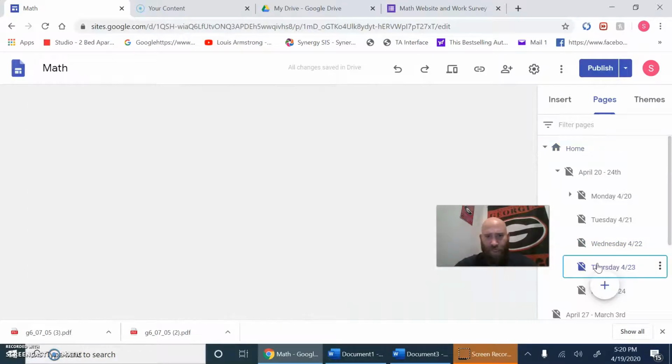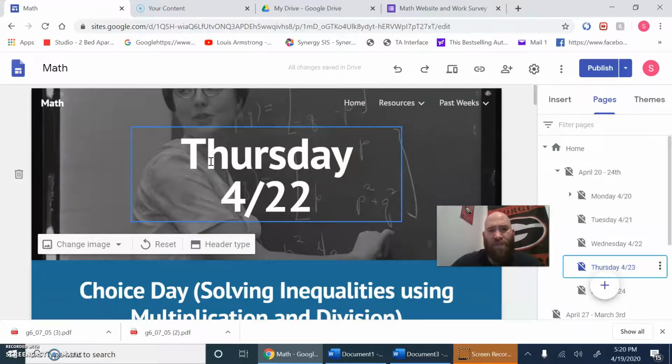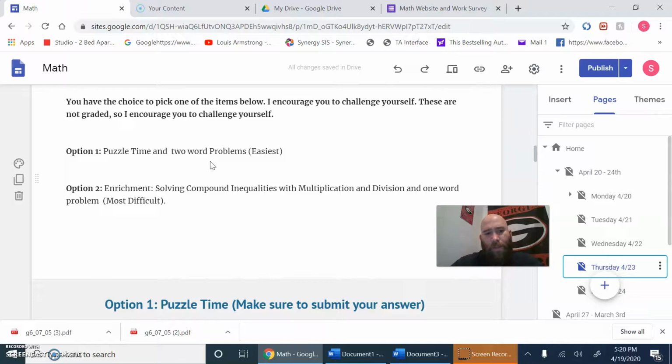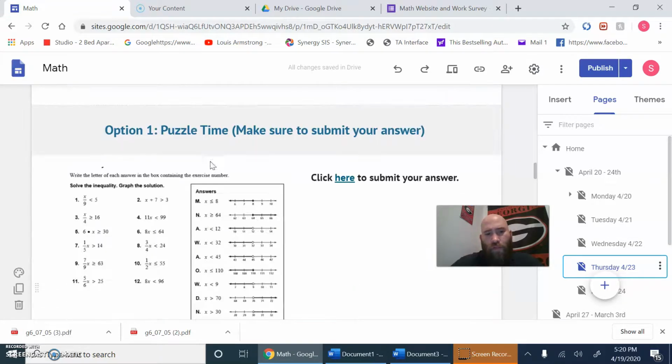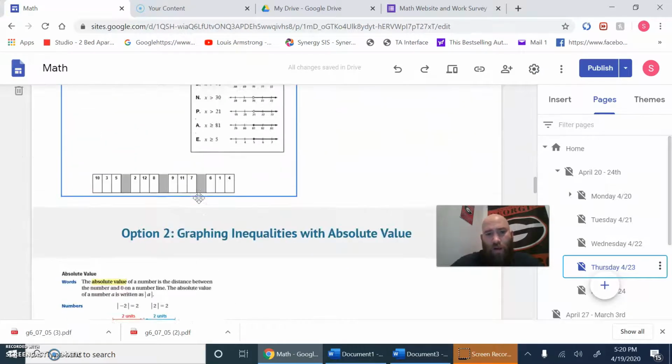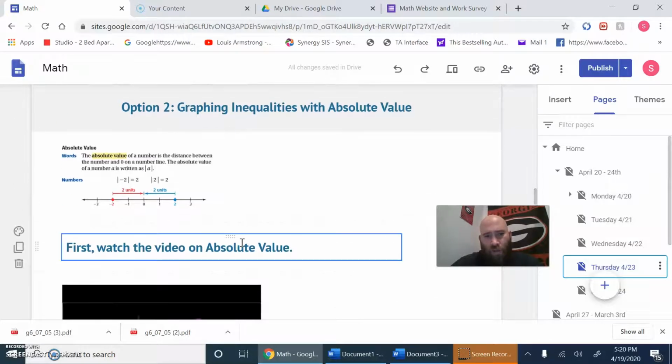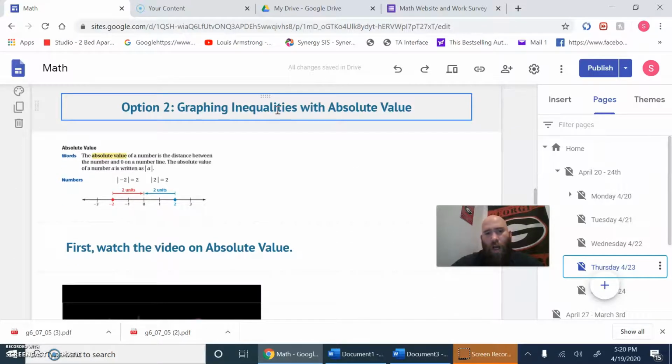Now, real quick on Thursday, and I just want to be clear because some people did both. Thursday's a choice day. You have two options. You can do option 1, which is probably always going to be a puzzle time, or you can do option 2, graphing inequality, or whatever option 2 is, it's just going to be different every week. But it's going to be a more difficult concept. It's going to be something that we're not going to learn this year, or we weren't even supposed to learn. It's something that if you can learn yourself, using what we have learned this year to apply it to new knowledge, that's the point of this.